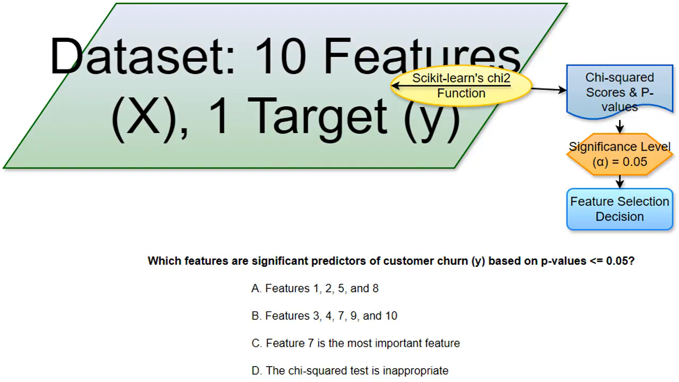The chi2 test gives me two important pieces of information: chi2 scores, which indicate the strength of the relationship between each feature and the target, and p-values, which tell me the probability that the observed relationship is due to random chance. A small p-value suggests a real relationship.